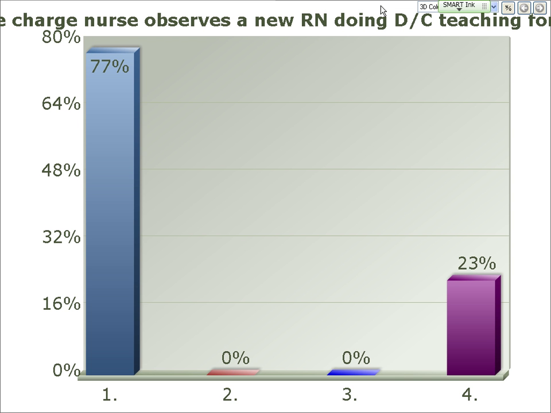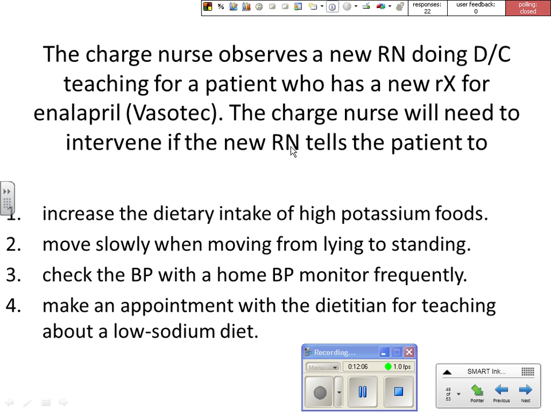Okay, 77% said increased dietary intake of high potassium. 23% said make the appointment about the low sodium diet. So this is what type of question? It's a negative option, false option question. So should they move slowly from lying to standing? Yes. Should they check their BP frequently? Yes. Should they make an appointment for teaching about a low sodium diet? Yes. Should they increase high potassium foods? No, because ACE inhibitors tend to make a patient retain potassium. So you don't want to push higher potassium foods.